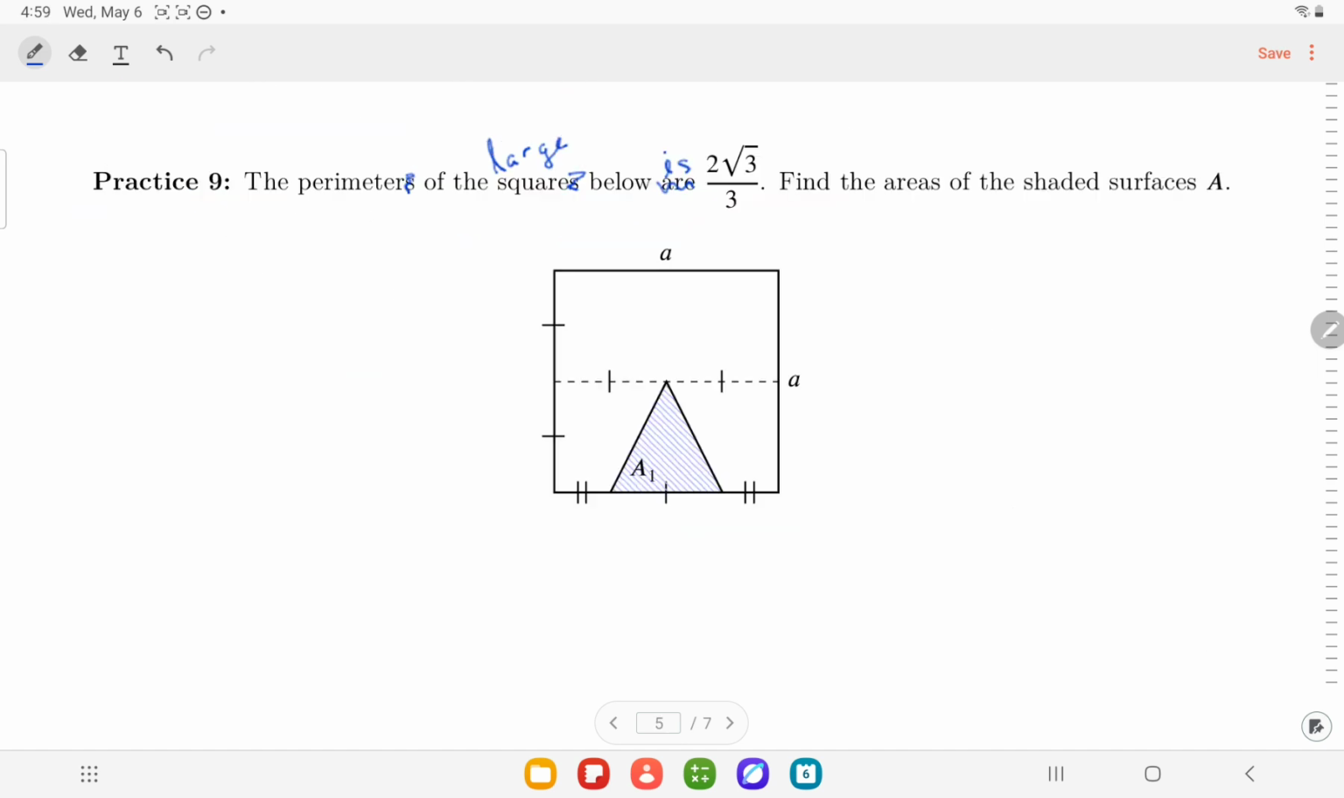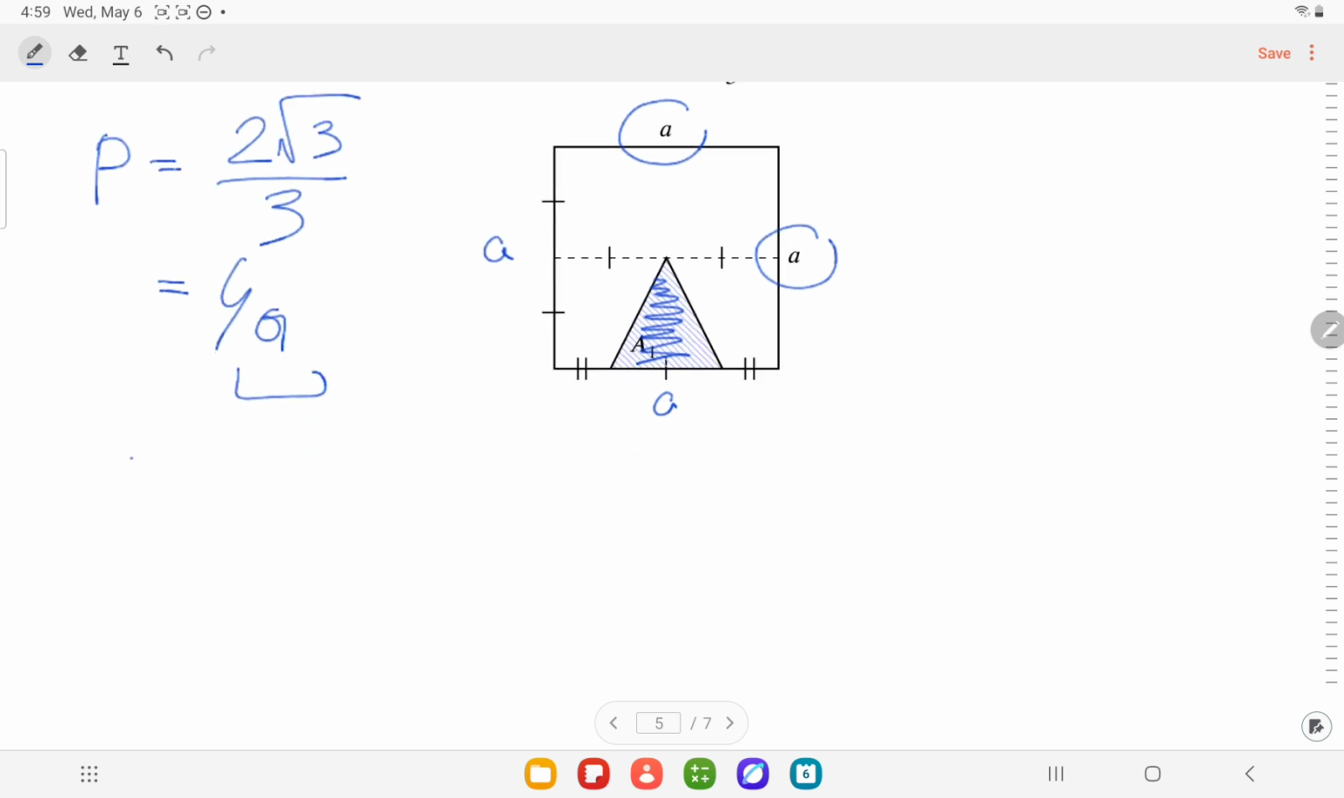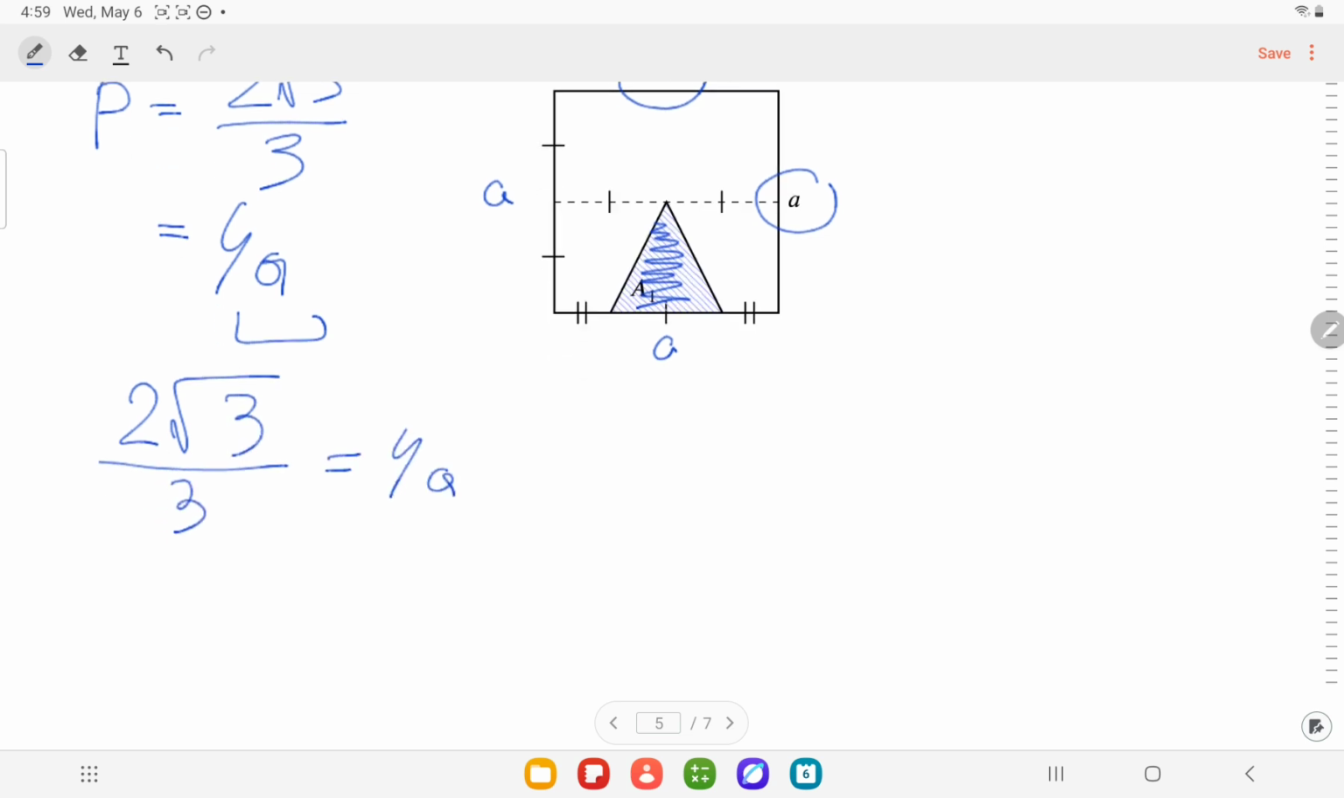For this question, we are looking for the shaded surface, which is this surface right here. And we are told that the perimeter of the entire square, this big one here, is 2 root 3 over 3. And we know that the perimeter is going to be a plus a plus a plus a, which is also 4a. So we can find the length of a. Since these are equal, to find a, we would divide this. Oh, that's a 3.